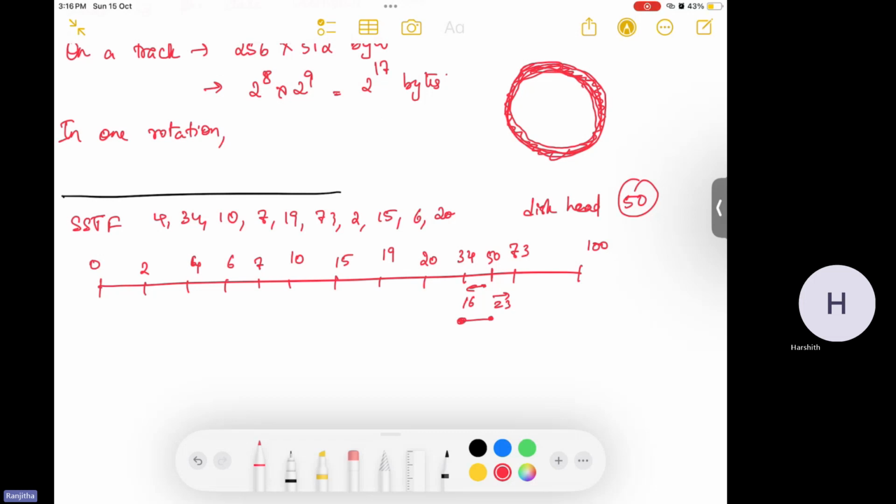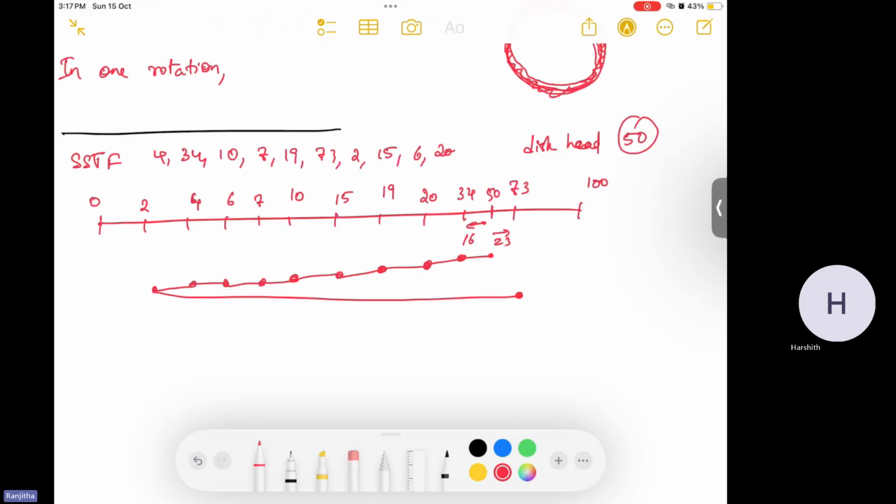Then from 34, if I have to go, it is to 20 or to 73. So obviously 20 is closer. The number of movements to 20 is smaller. Then from 20 to 19, this is short rather than going to 73. Then 19 to 15 is short. 15 to 10 is short. Then 7, then 6, 4, 2. Now what is left is 73. Then it goes to 73.